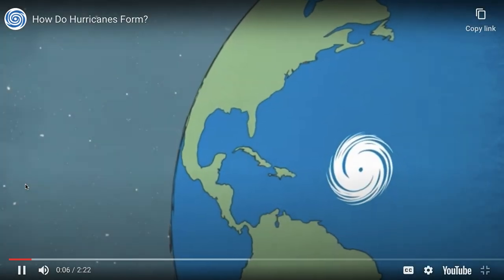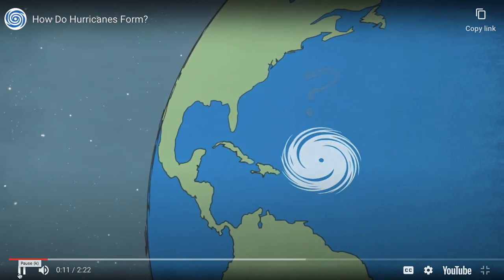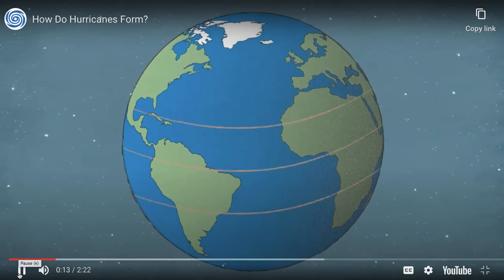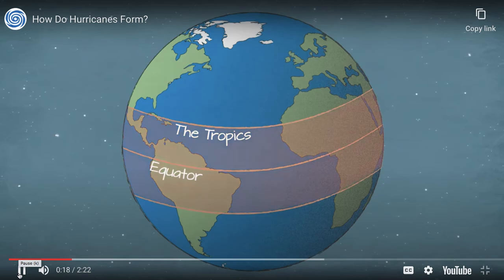Hurricanes are very large and intense storms. But where do these giant storms come from? A hurricane starts with the warm water found near the equator. Hurricanes typically only form in tropical regions.